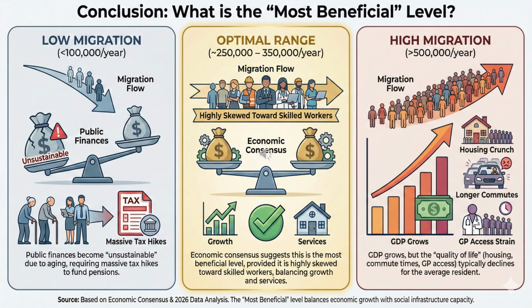Conclusion. What is the most beneficial level? Economic consensus suggests the most beneficial level is roughly 250,000 to 350,000 per year, provided it is highly skewed towards skilled workers. Below 100,000, public finances become unsustainable due to aging, requiring massive tax hikes to fund pensions. Above 500,000, GDP grows, but the quality of life, housing, commute times, and GP access typically declines for the average resident.